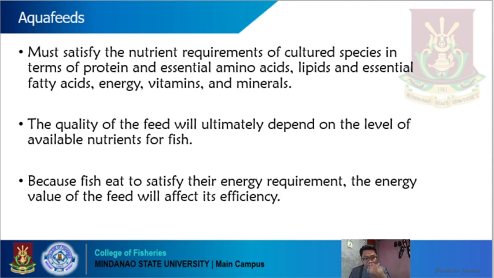Now, in aquaculture diets or the artificial diets, these are the three fundamental principles. First, it must satisfy the nutrient requirements of the cultured species in terms of protein, essential amino acids, lipids, and essential fatty acids, as well as vitamins, minerals, and energy. So basically, it has to meet the requirements of a certain species. Secondly, the quality of feed will ultimately depend on the level of available nutrients for fish. So basically, each species will require specific levels of nutrients. No, may specific crude protein, crude fat, yun sila na kailangan for their artificial diets. Because tinatawag nga natin silang essential kasi essential meaning to say these are nutrients that cannot be synthesized by our organisms. So it has to be provided through feeds, right?